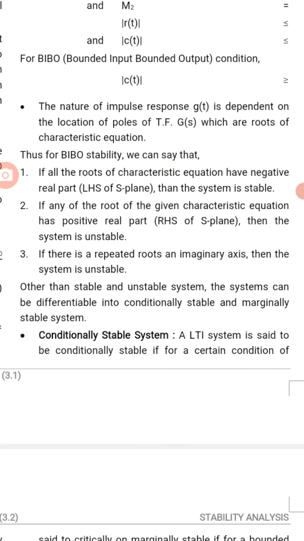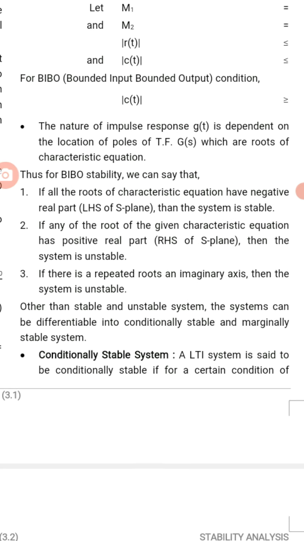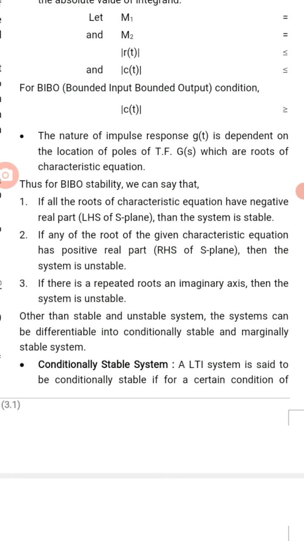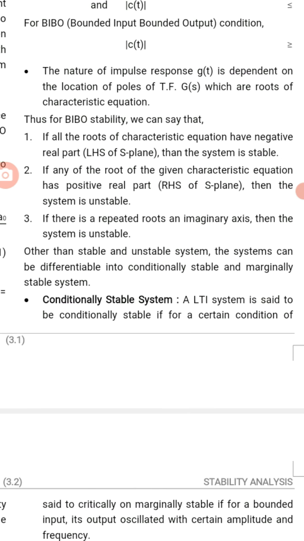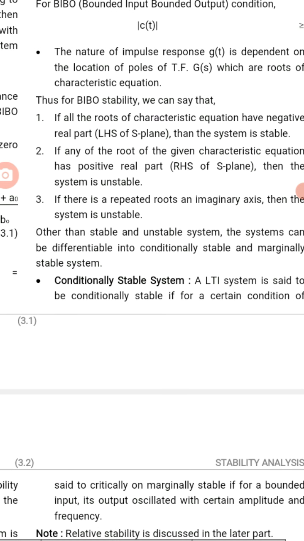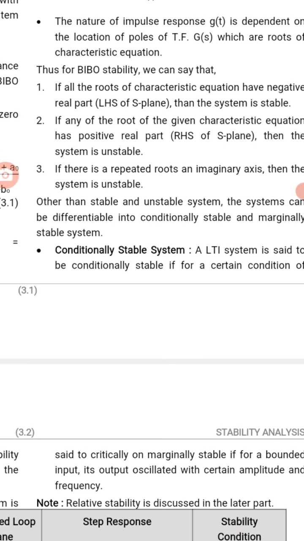That means, if poles lie on the left hand side of the s plane j omega axis, then the system is stable. If they lie on the right hand side of the s plane, the system is unstable. If there are repeated roots on the imaginary axis or j omega axis, it is called an unstable system, though the word marginally stable may also be used there.